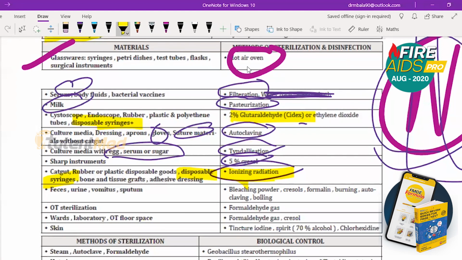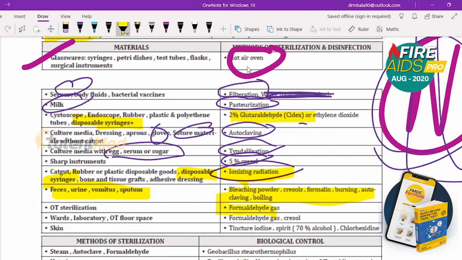Then feces, urine, vomit, sputum, whatever it is, these infected liquids or emissions from our body are dealt with using bleaching powder, cresol, formalin, burning, autoclaving, boiling. These are complete destruction processes so that we don't have to worry about them anymore.